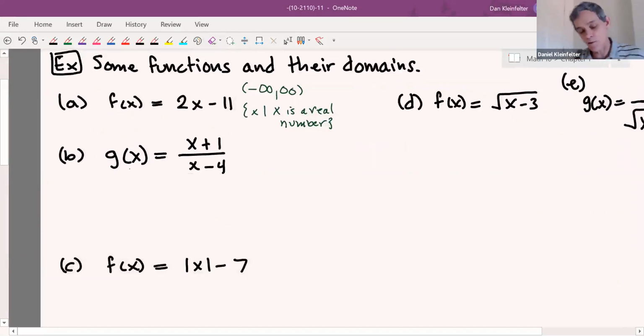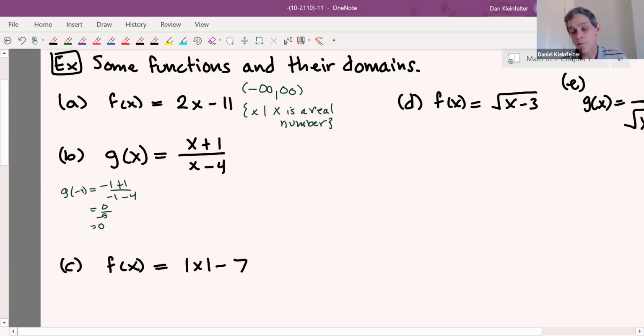B is a little bit more interesting. We have the function g of x, which is x plus 1 over x minus 4. This one, we can't get away with plugging in just anything. Which one can we plug in? Negative 1? Well, let's try negative 1. g of negative 1 would be negative 1 plus 1 over negative 1 minus 4. That would be 0 over negative 5, which is 0, right? That's okay. It worked out.